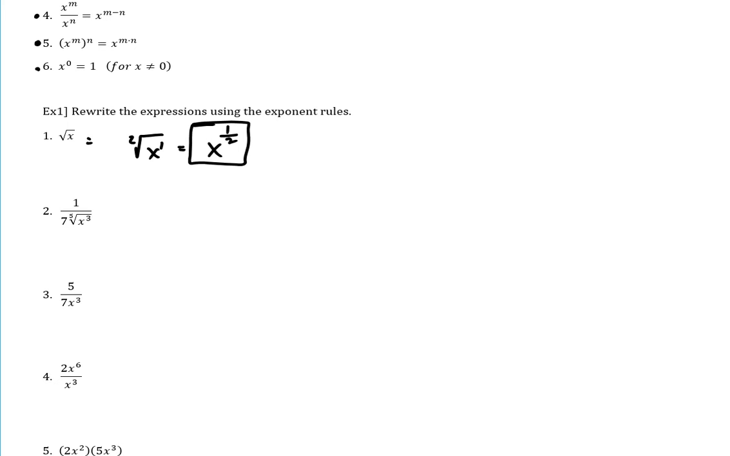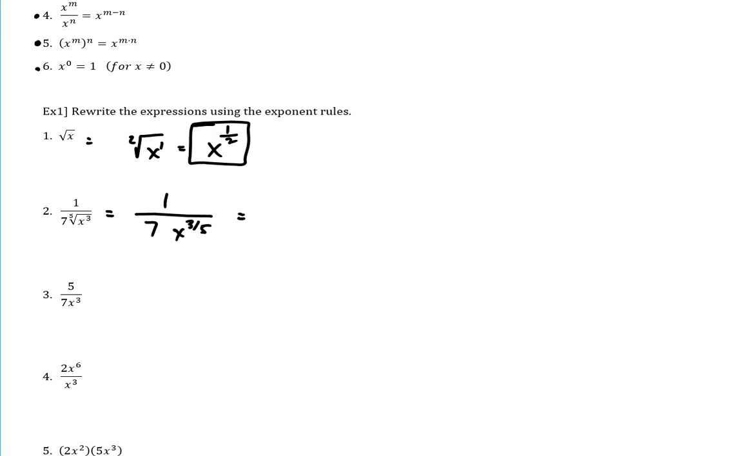Most of them are pretty fast to rewrite. On number 2, we have 1 over 7 times the fifth root of x cubed. The 1 over 7, the regular old numbers, just stay where they are. But the x to the 3/5 is how we rewrite the root. We see the power is 3, so that goes in the numerator for the power, and the 5 is the root, so we write it as 3/5 like that.